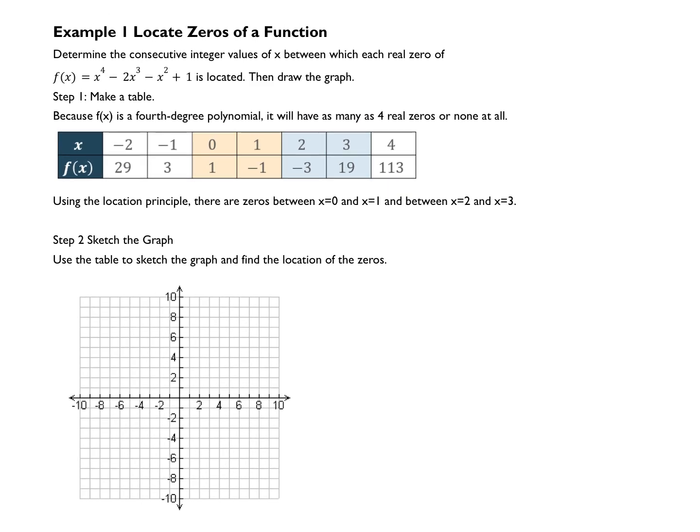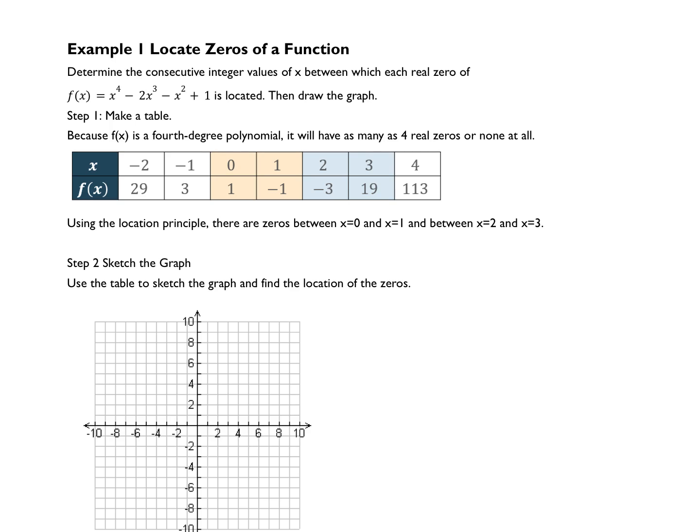Now, let's look at how to locate the zeros of a function from a table. Determine the consecutive integer values of x between which each real zero of f of x equals x to the fourth minus 2x cubed minus x squared plus 1 is located, and then we draw the graph. So first step is to make a table. Because f of x is a fourth degree polynomial, it will have as many as 4 real zeros, or it could be possible that there's none at all.